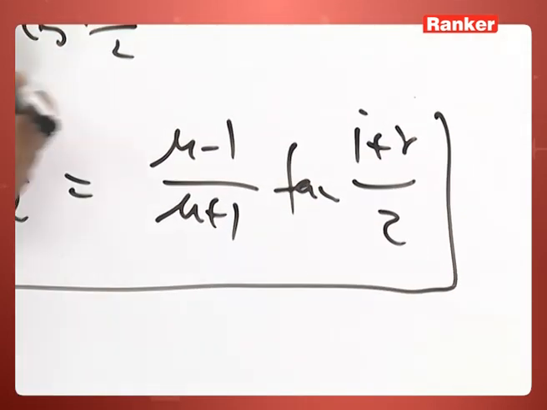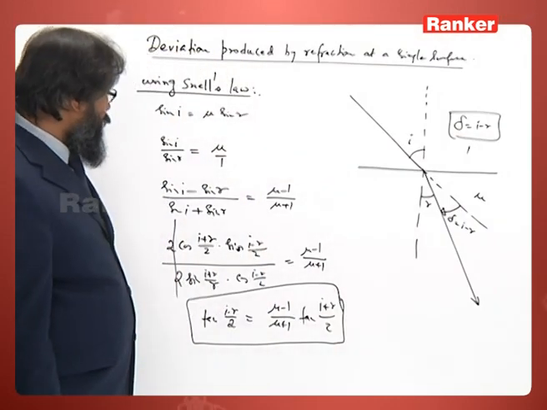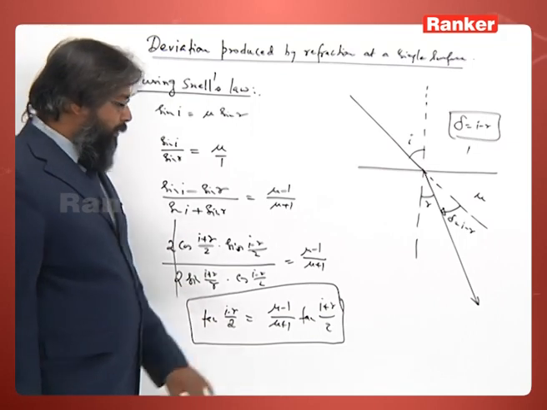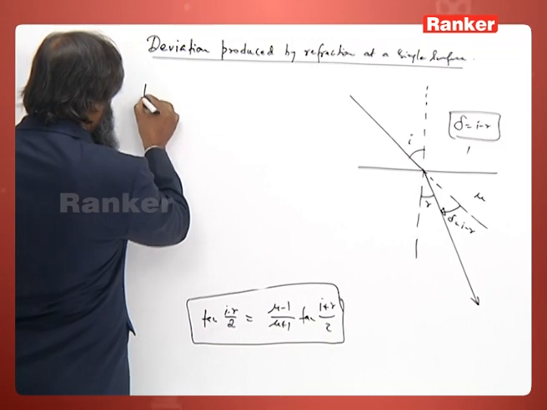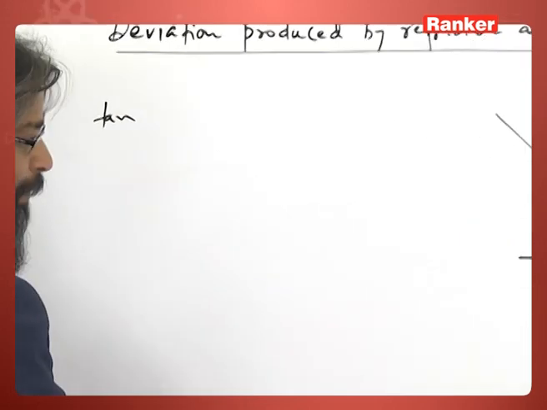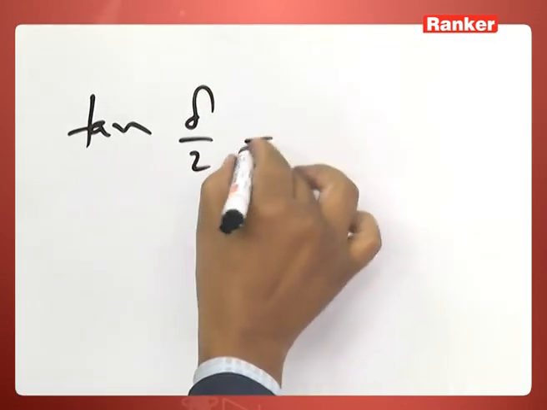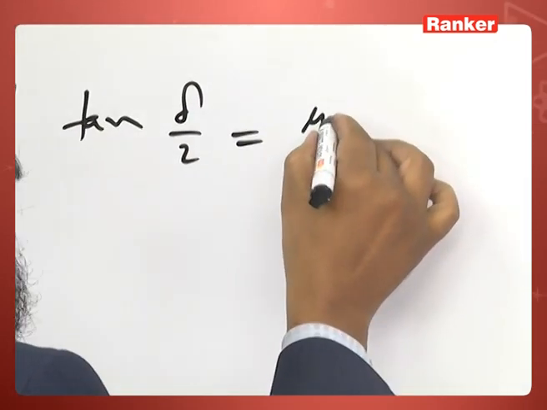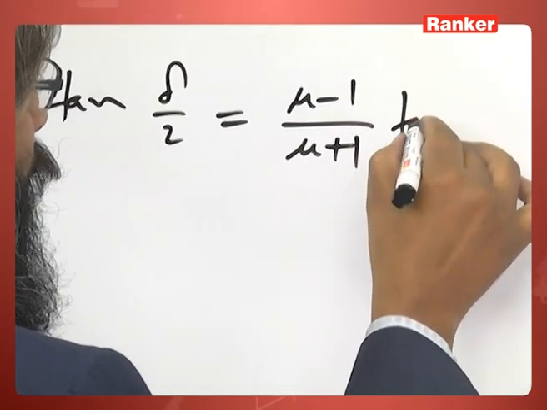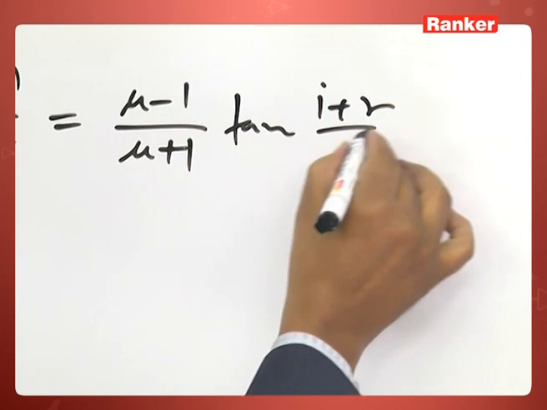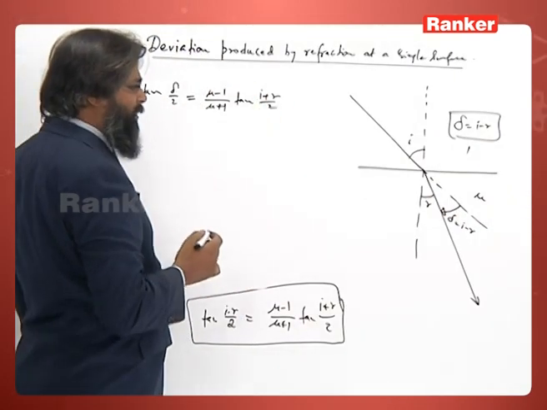So, we have to now study this equation. Please take note of this. Now, you see here this tan of (I minus R)/2 is the deviation. So, tan of deviation by 2 will be (mu minus 1) by (mu plus 1) tan of (I plus R)/2. Now, let us study this function tan of (I plus R)/2.